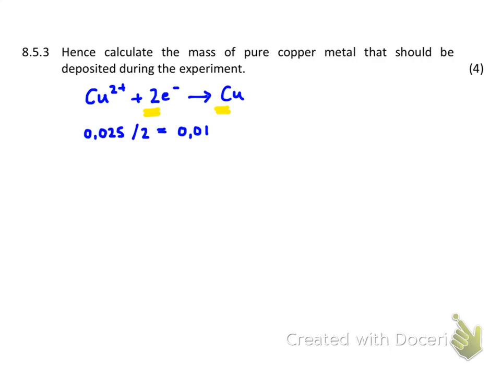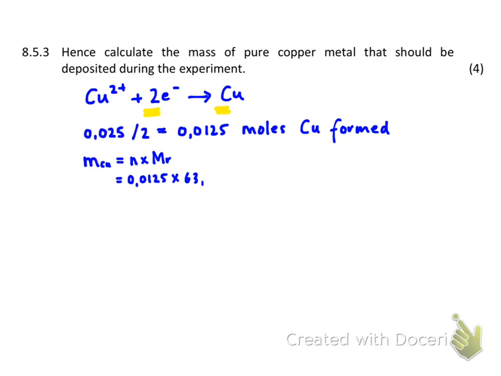So the first step is to recognize that we need to divide the number of moles of electrons by 2 to give us how many moles of copper is formed, so 0.0125. Then we'll use the formula mass is number of moles times molar mass. Number of moles is 0.0125, and the molar mass of copper is 63.5 grams per mole, and that gives us 0.79 grams of copper that was formed.